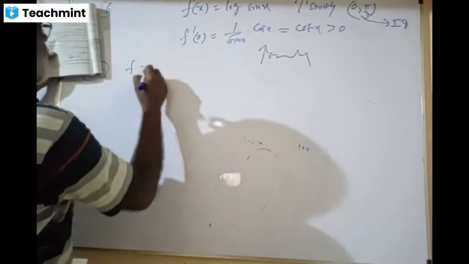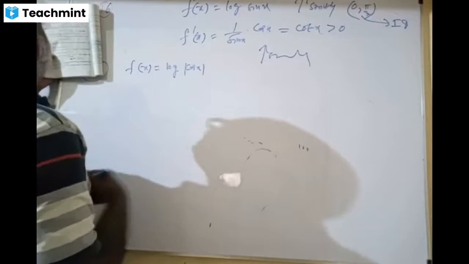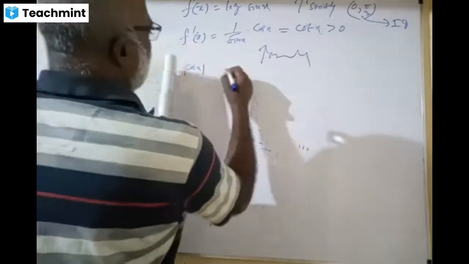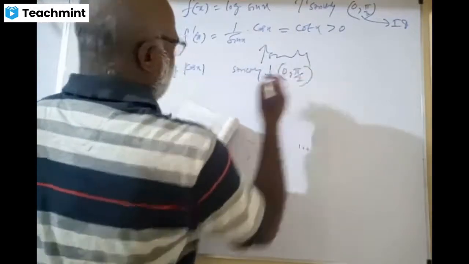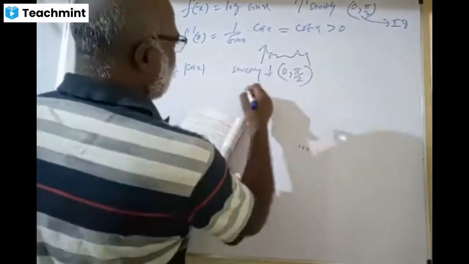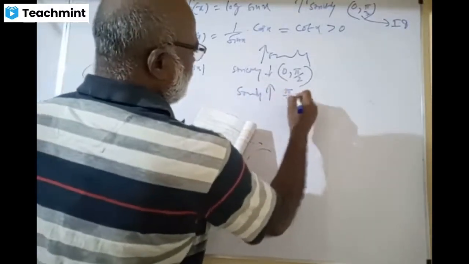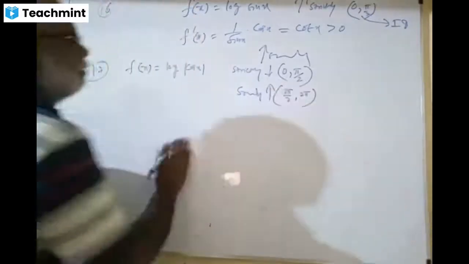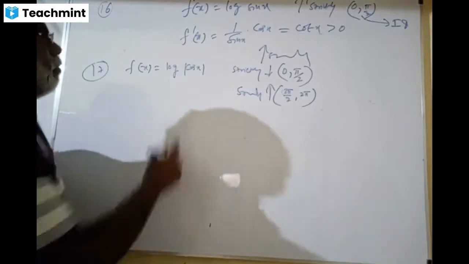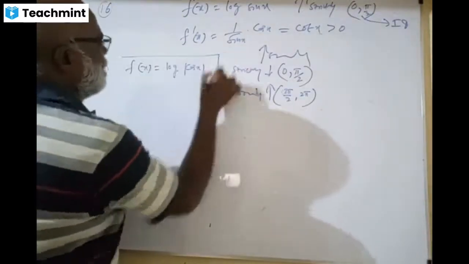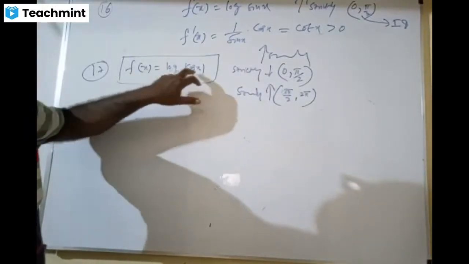17th one, same type of question: f of x equal to log of mod of cos x is strictly decreasing on 0 to pi by 2 and strictly increasing on 3 pi by 2 to 2 pi. Please just look at this again. Wonderful question, by the way. The modulus is there. Be careful with this, please. This question is very dangerous. F of x is log of mod of cos x.